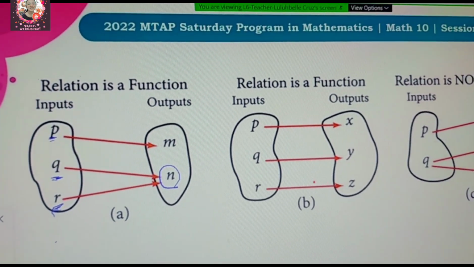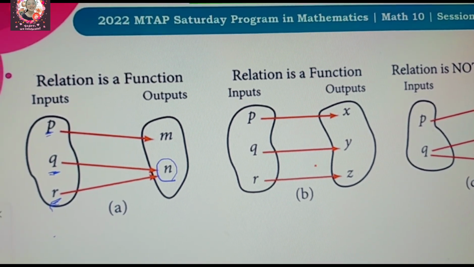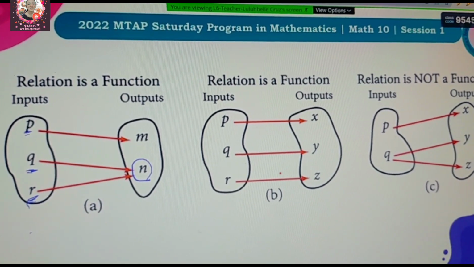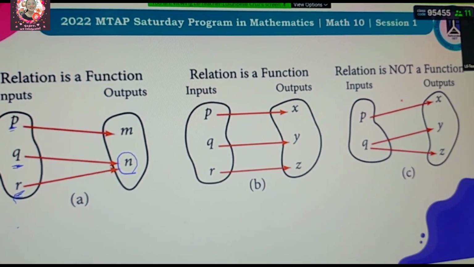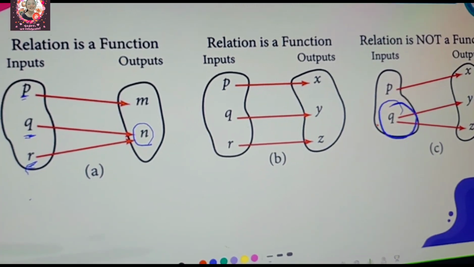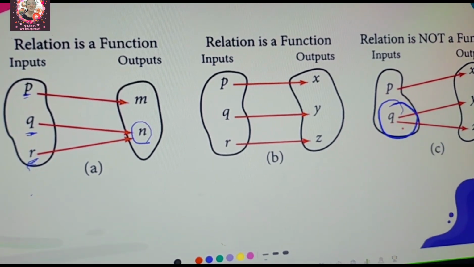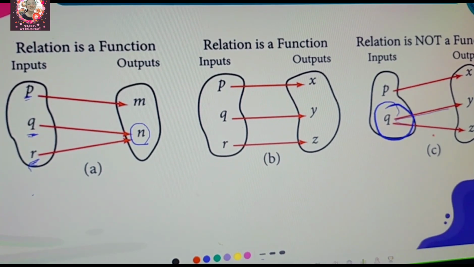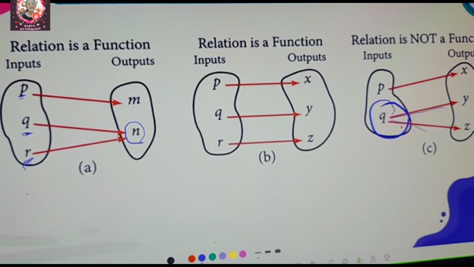Yung B natin is yung one to one function natin kasi exactly one element from the domain is paired up with exactly one element sa range. Okay? Tapos, yung relation naman na nasa letter C is not a function because of this. Ayan, madali siyang makita pag naka-mapping simply because yung Q naka-direct sa more than isa na output value.